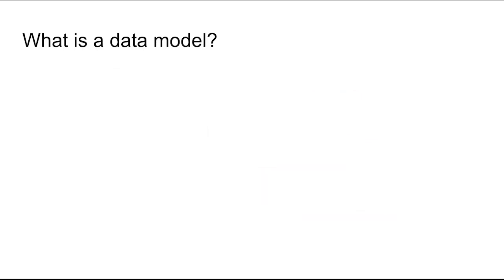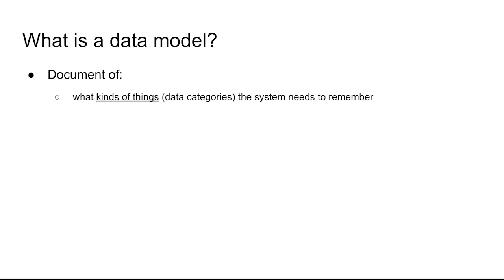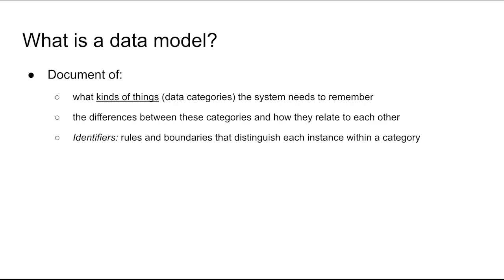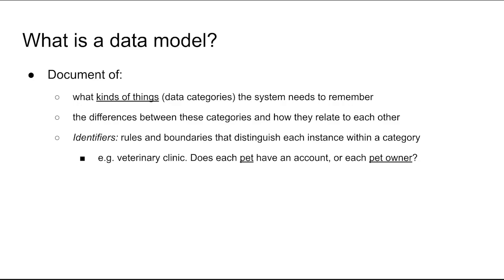So what is a data model? I would say it's a document of the kinds of things or data categories that the system needs to remember, the differences between these categories and how they relate to each other, and the rules and boundaries that distinguish each instance within a category, which we call identifiers. Now, identifiers is a topic all by itself that will take us weeks to cover in depth, but just to give you a simple example, imagine you're building software for a veterinary clinic.